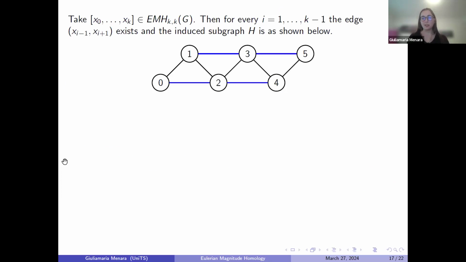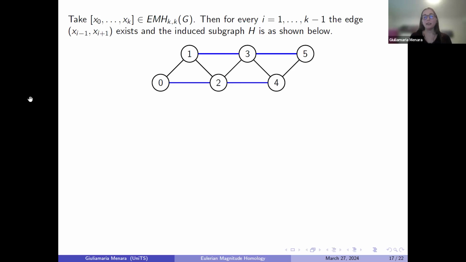As before, let's start from the simpler case. Let's say we have a single generator that is a homology generator, and so the induced graph is going to be the one we completed before, the one with all these triangles.